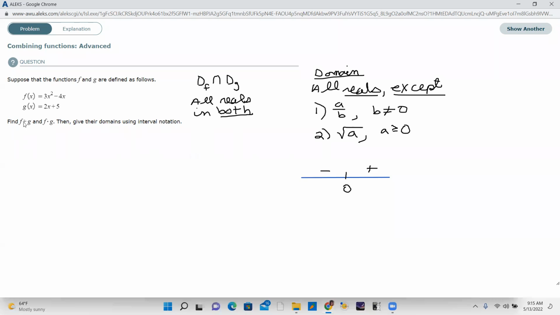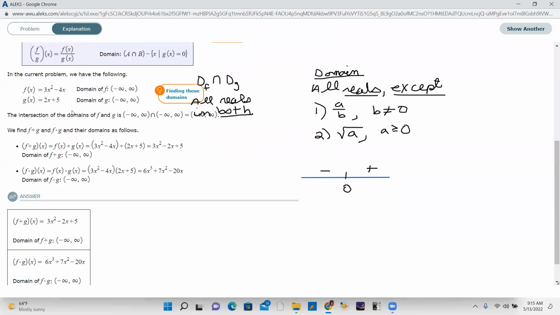All right, so this is asking you to find the sum and the product and give the domains in interval notation. So when you add them, you can just add those two expressions, combine like terms, and there are no restrictions on the domains here. There's no fraction, there's no radical, it's just all real numbers. Any real number will fit.